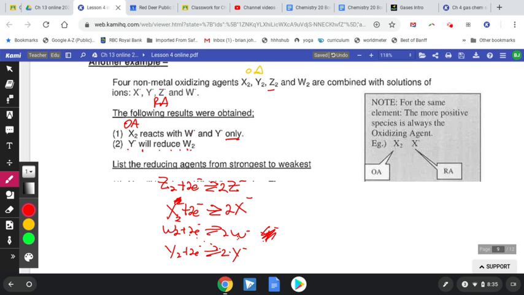Okay, let's just do a quick check. X2 reacts with W minus and Y minus. So X2 reacts with W minus and Y minus. Yes, only. X2 does not react with Z minus. And Y minus reacts with W2. Yes.